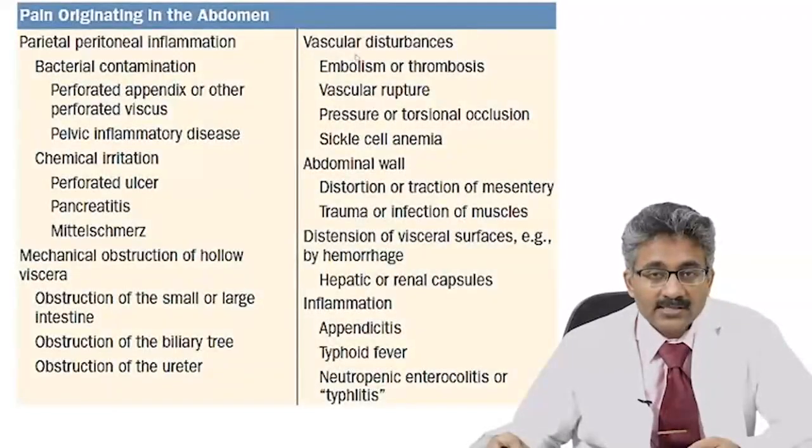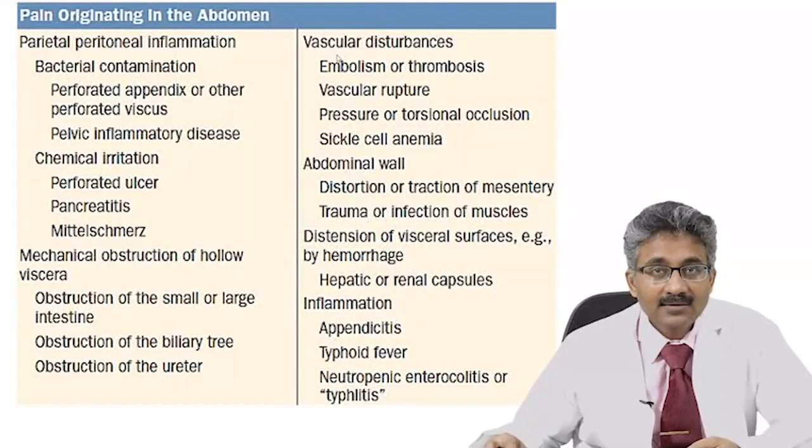Here, in pain due to vascular disturbances, the patient will have pain out of proportion to the signs. Usually there won't be any signs, no rigidity, no guarding. A constant pain without guarding or rigidity is a feature of vascular disturbance. It can be embolism or thrombosis of the superior mesenteric artery. It could be a vascular rupture; abdominal aortic rupture can occur where the pain will radiate to the sacral region and back. Or there can be a pressure on the artery or torsional occlusion of the artery, or sickle cell anemia. These are the causes of vascular disturbance. In sickle cell crisis, they can have abdominal pain.